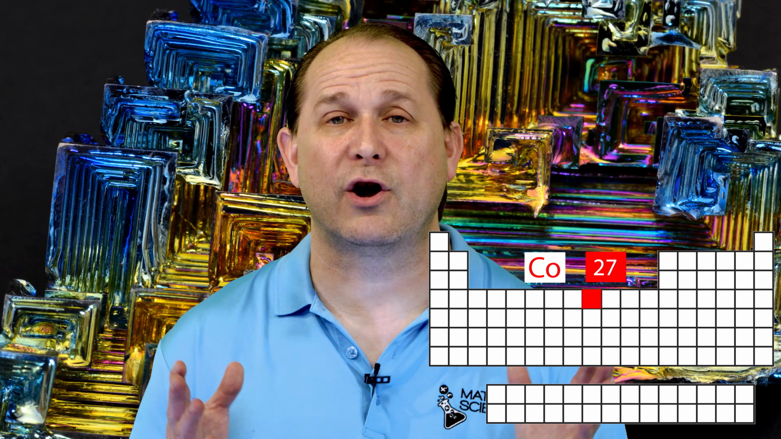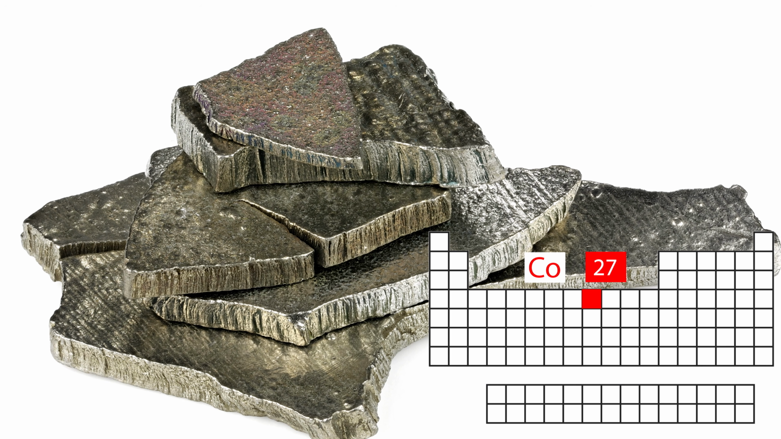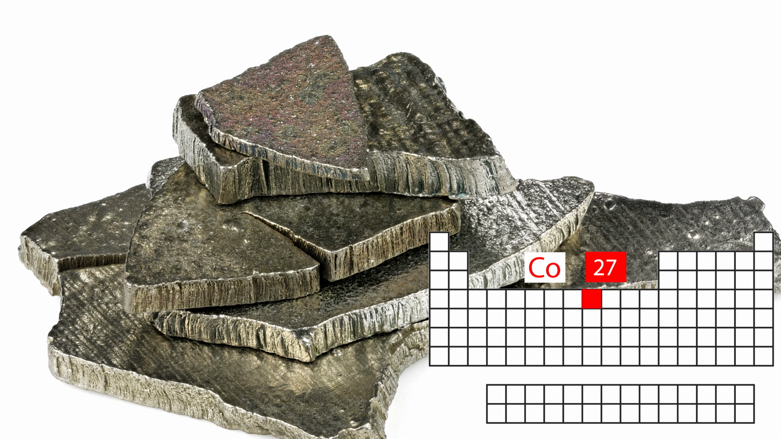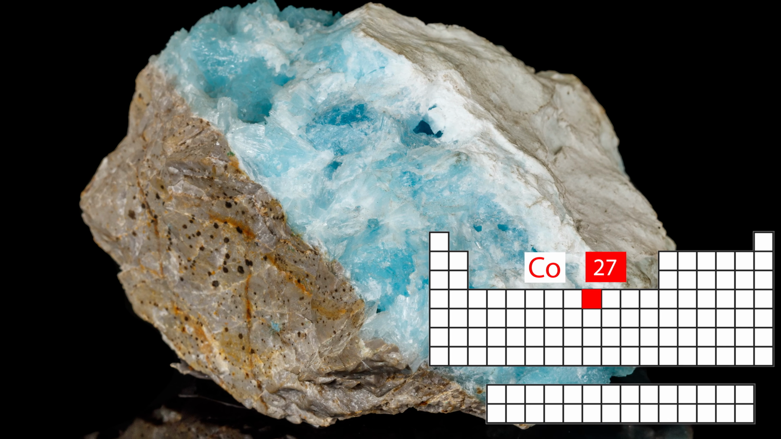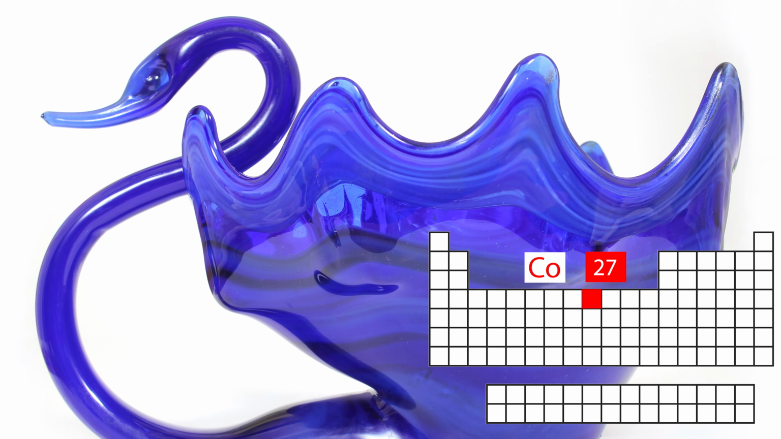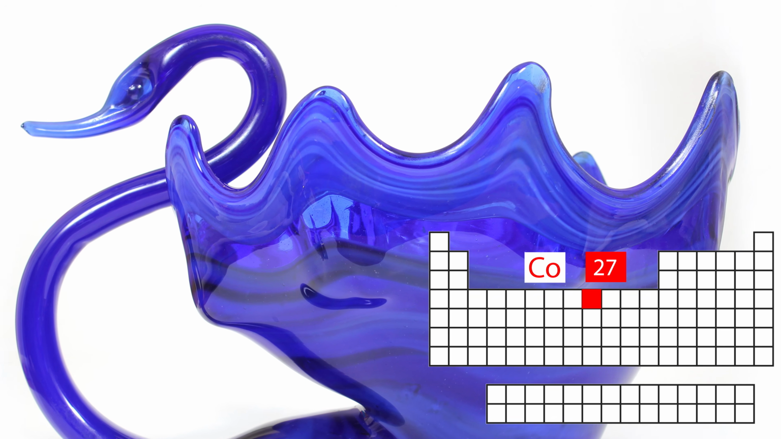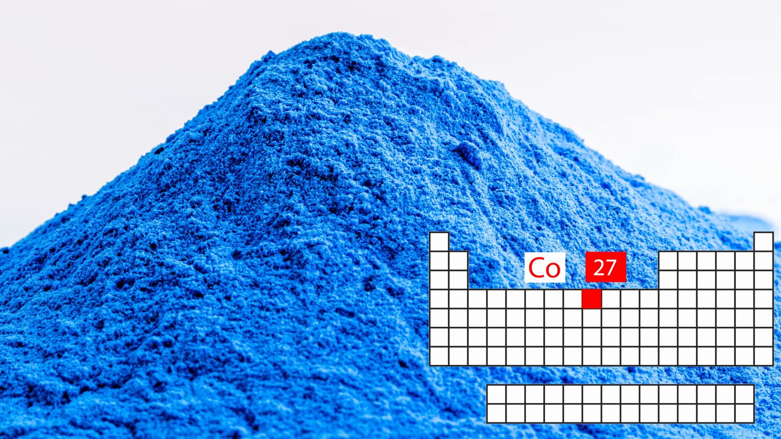Element 27 is called cobalt. It gives vivid blue colors to glass and also to ceramics, and it's essential for vitamin B12, so you really do need it. Here's an interesting fact. Cobalt, the name, comes from the word kobold, which means goblin, because miners actually thought goblins had cursed the ore when it released toxic arsenic fumes during smelting.